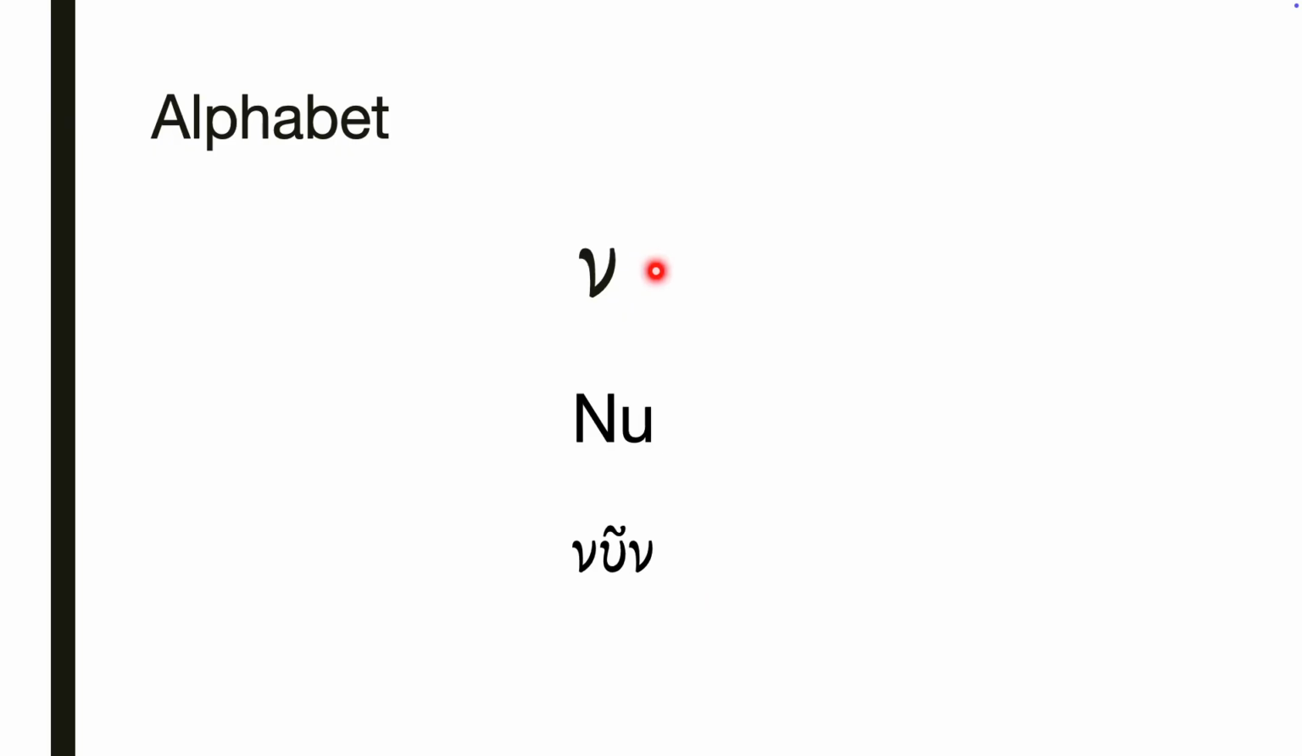Nu makes an n sound, as in noon. This is not to be confused with the English V. This is equivalent to the English N. Xi makes an x sound, as in xenos.